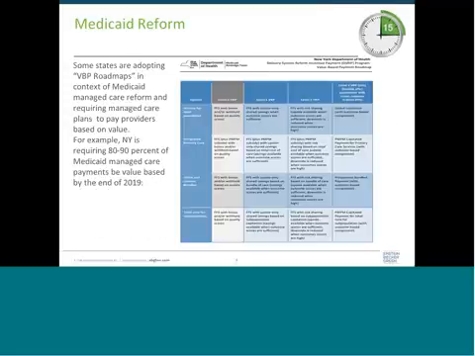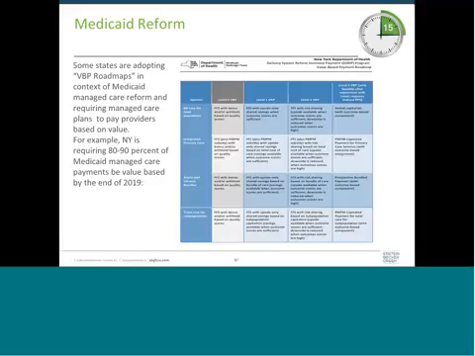Next slide, please. Some states are adopting VBP roadmaps in the context of their Medicaid reform for managed care and require managed care plans to pay providers based on value. This chart is an example, taken from New York State's value-based payment roadmap that was approved by CMS, and New York is requiring that 80 to 90% of Medicaid managed care payments be value-based by the end of 2019.